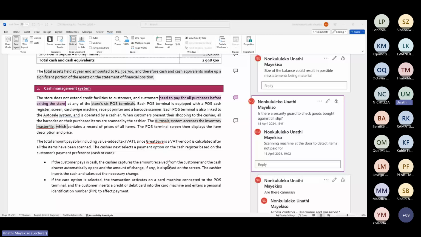If the card option is selected, the transaction activates on a card machine connected to the point of sales terminal, and the customer inserts a credit or debit card into the card machine and enters a personal identification number to effect payment. What do we think there? Cashier can give extra change. Yeah, the cashier. So we're worried about the accuracy, right?